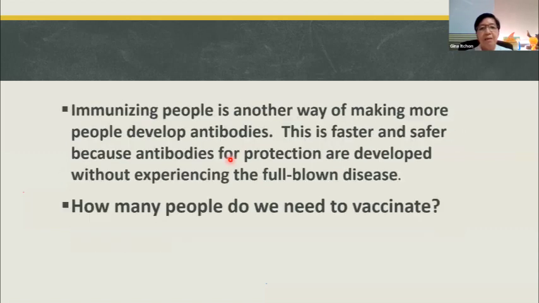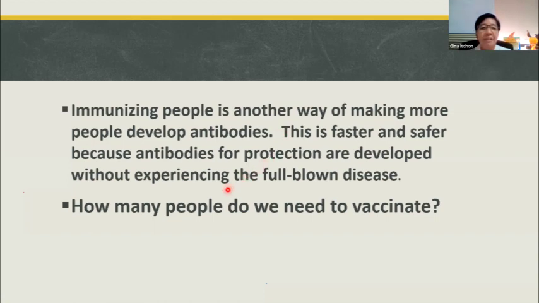So however, we have a choice, no? Once the vaccines were developed, immunizing people is another way of making more people develop antibodies. This is faster and safer because antibodies for protection are developed without experiencing the full-blown disease. So you develop the antibodies, but you don't experience the full-blown disease. And so it's safer. You don't die, no?